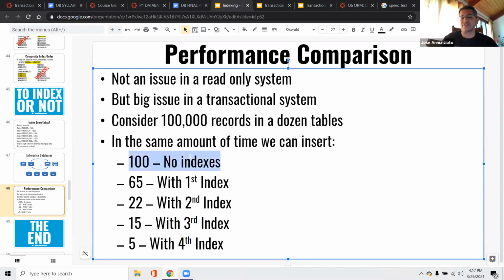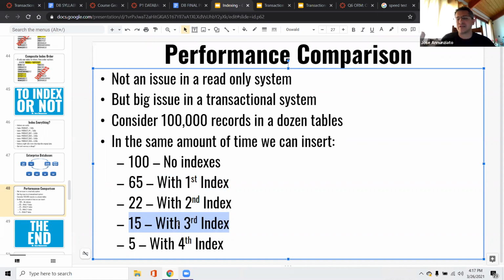For the same amount of time that it takes us to do 100 inserts with no indices, we see that every time we add an index, performance drops. From 100 inserts, one index drops it a significant amount, a 30, 35% hit just by adding that index. When you add that second index, it drops almost 80%, and with the third index, it drops almost 90%. So every time you add an index, the insert speed just drops dramatically.